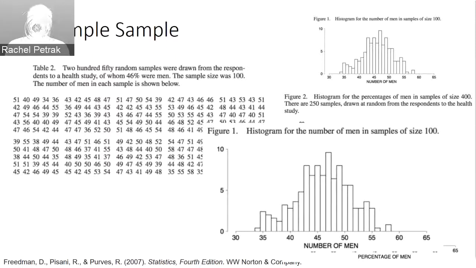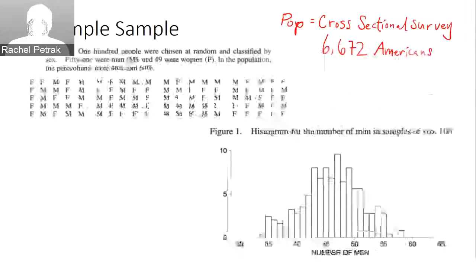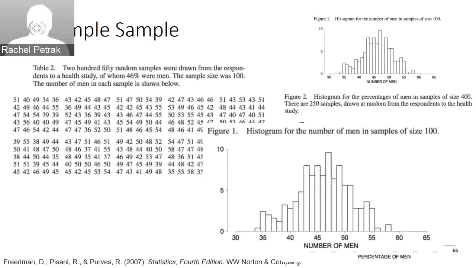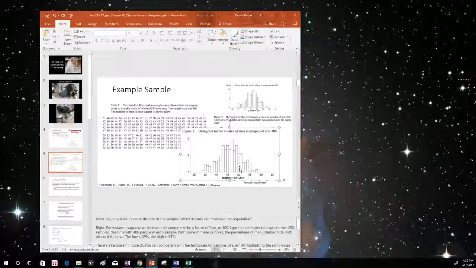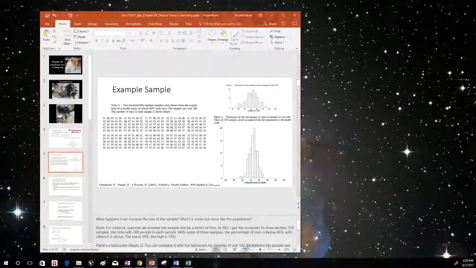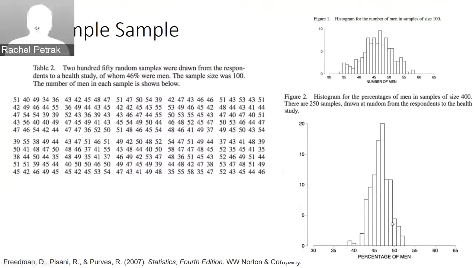And you can see in figure 1 the histogram for the number of men in samples of size 100. So this is the histogram of the number of men in each of our 250 samples of 100 men. Now you can see the histogram for the percentages of men in the samples of size 400. There are 250 samples drawn at random.